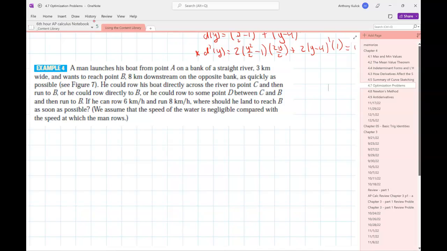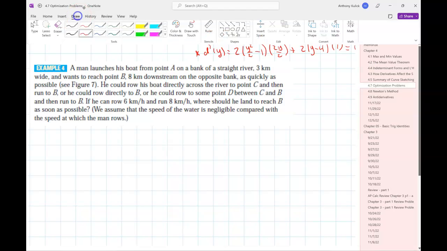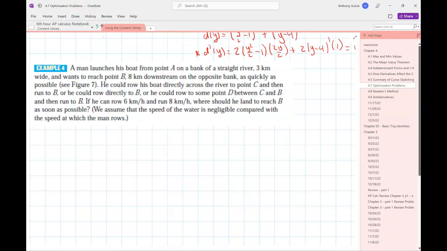We assume the speed of the water is negligible compared to the speed at which the man rows, i.e. the water is still, right? That there's no current working against him to slow him down. Do you guys understand what's going on here? So we have some river, right?